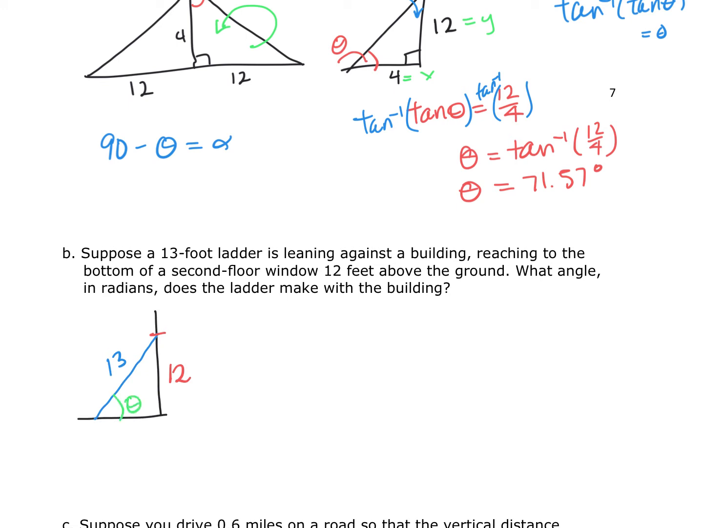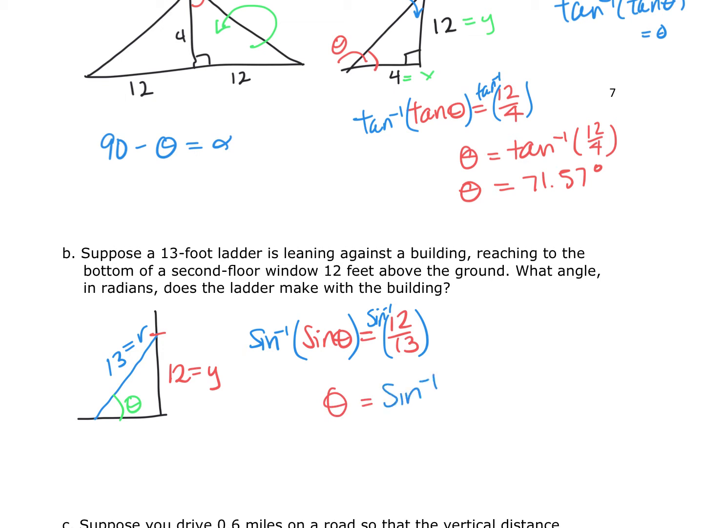I have an equivalent y and an equivalent r. So the sine of the angle is going to be equal to 12 over 13. That's because I have the y value and the r value. As before, if I take the sine inverse of both sides, then I'm going to get theta is equal to the sine inverse of 12 over 13.